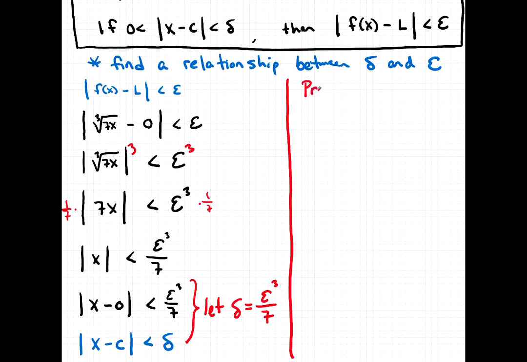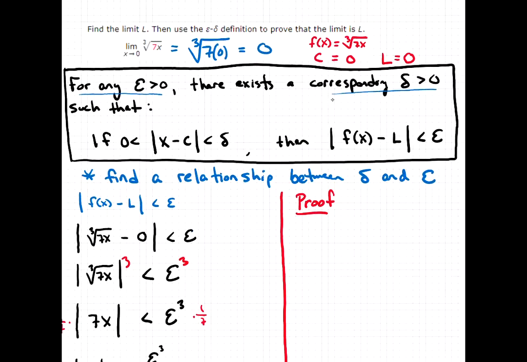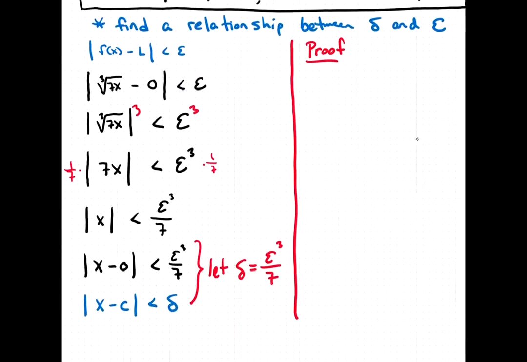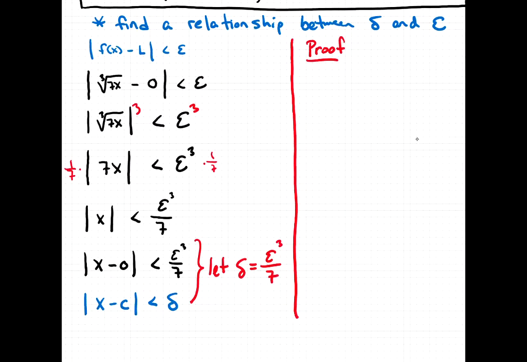Now, the proof. Remember, this is an if-then statement. In the proof, you start with the if statement. It's called the antecedent, and that matters. Start with the if statement, and then you have to show or prove the consequent, or the then statement. So we're basically done with the proof. We have all the work here. We just have to reverse the steps.